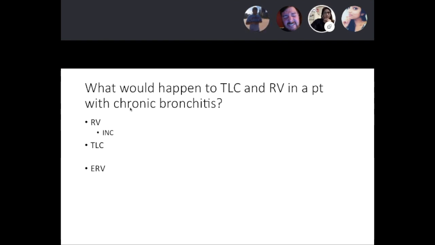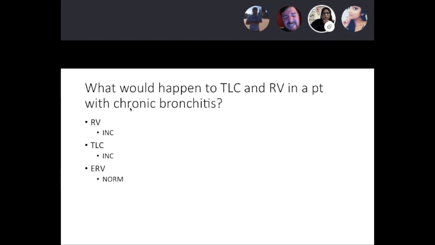Exactly. And that would make the total lung capacity increase. And then the expiratory reserve volume would be decreased or normal. So it would be normal because, sure, decreased to normal, if you want to say that.